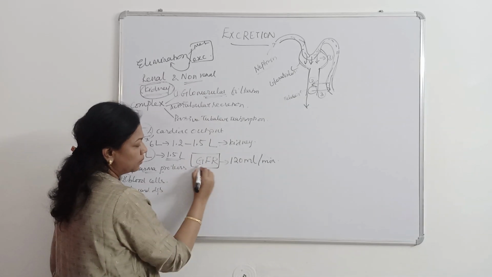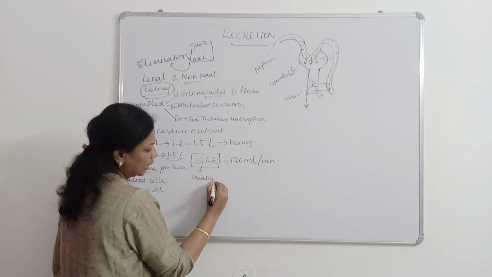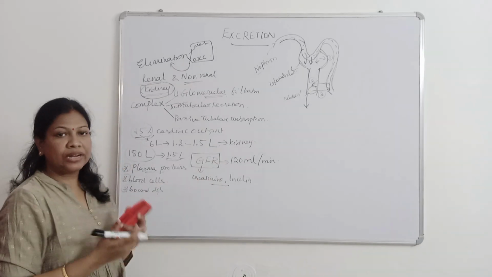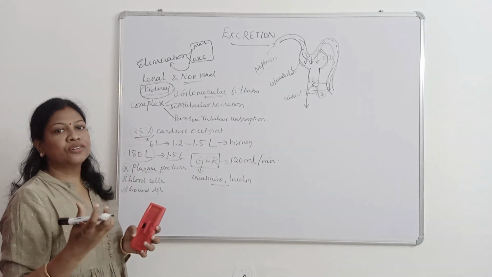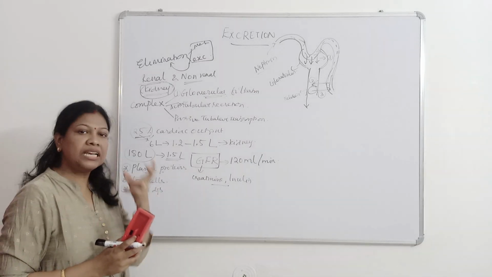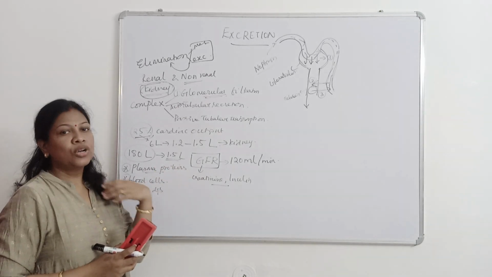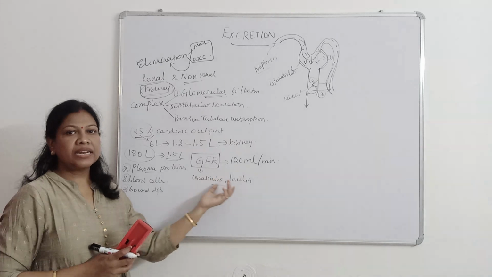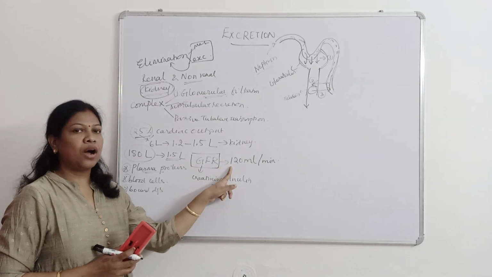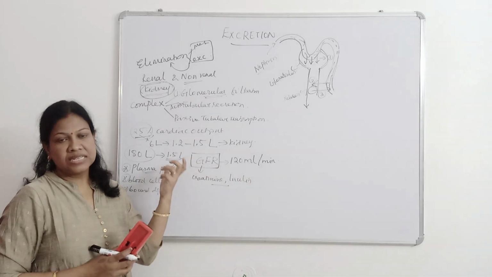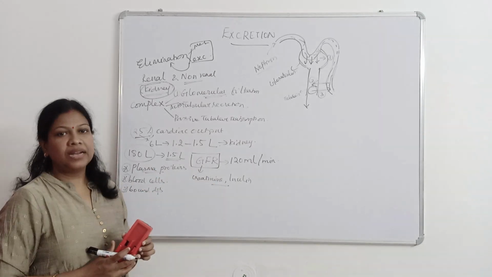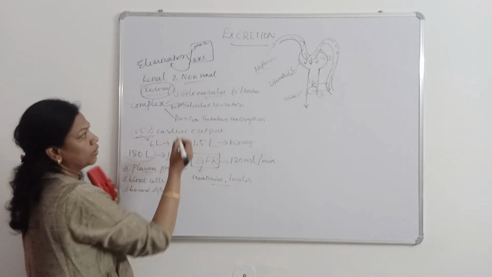How has it been determined? By using markers like creatinine and inulin, because these are endogenous substances which are cleared solely by the kidney, and they are not protein bound. So creatinine and inulin clearance will be helpful in determining the GFR. This 120 ml per minute GFR is calculated from the creatinine clearance and inulin clearance. This is about glomerular filtration.